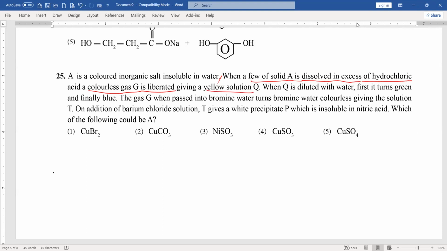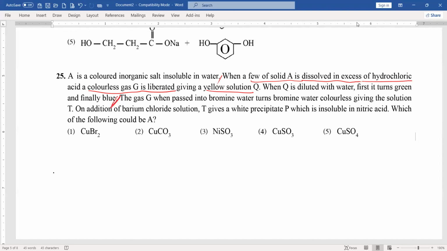When Q is diluted with water, first it turns green and finally blue. The gas G, when passed into bromine water, turns the bromine water colorless, giving the solution T. On addition of barium chloride solution, T gives a white precipitate P, which is insoluble in nitric acid. Which of the following could be A?